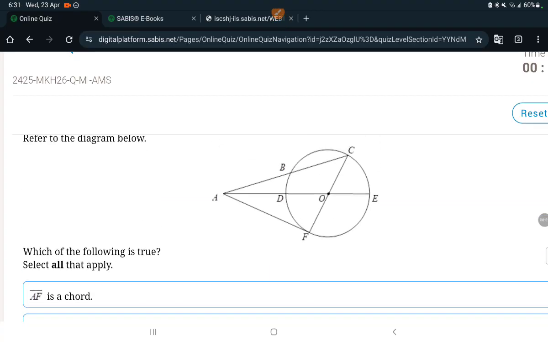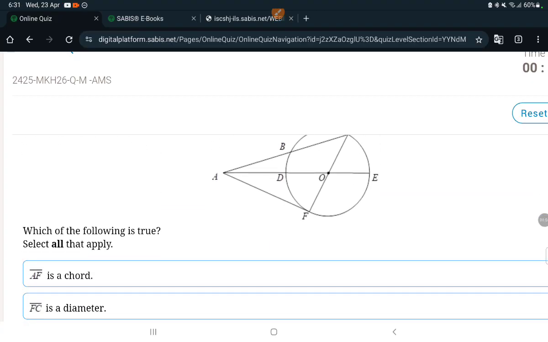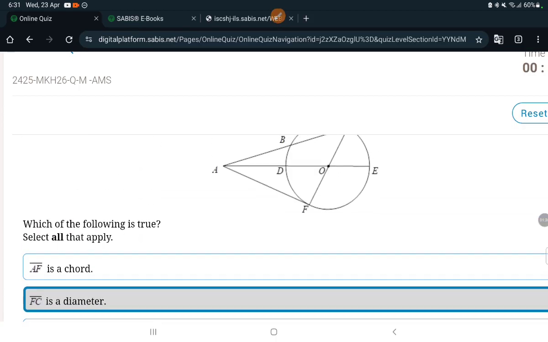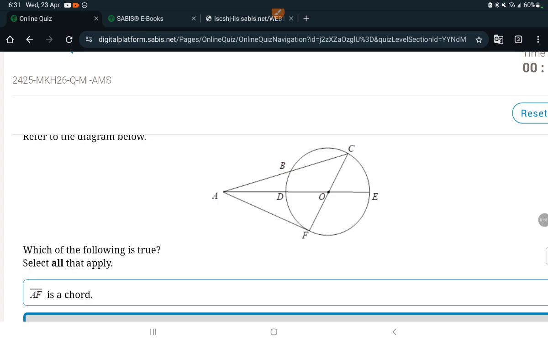Okay, FC is a diameter. A diameter is also a line segment that is joining 2 points on the circle, but this time it has to go through the center. And FC is joining 2 points on the circle, and it goes through the center, which is O. So this is correct. FC is a diameter.